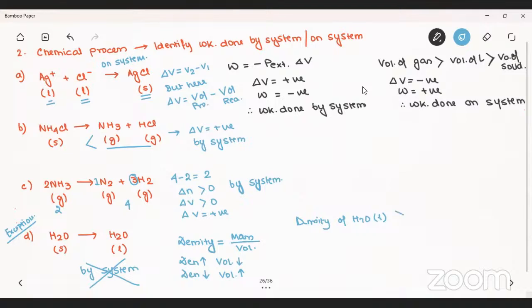Density of water will be more than density of ice. Okay. This is something you have learned in physics, right or wrong? So, volume of water will be less than volume of ice. Now, here in this class, has anyone drunk cold drink with ice?